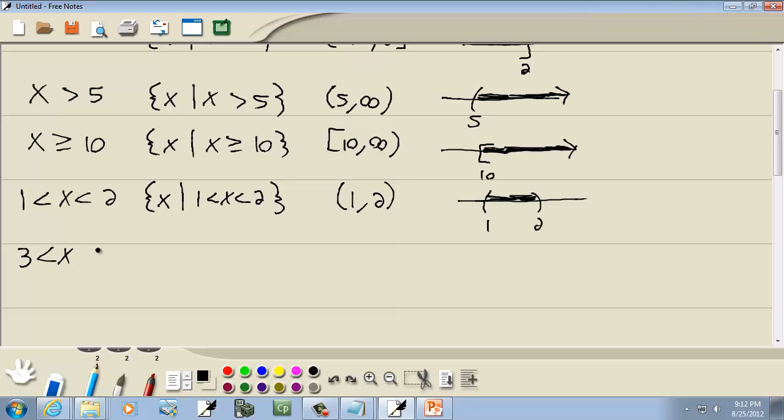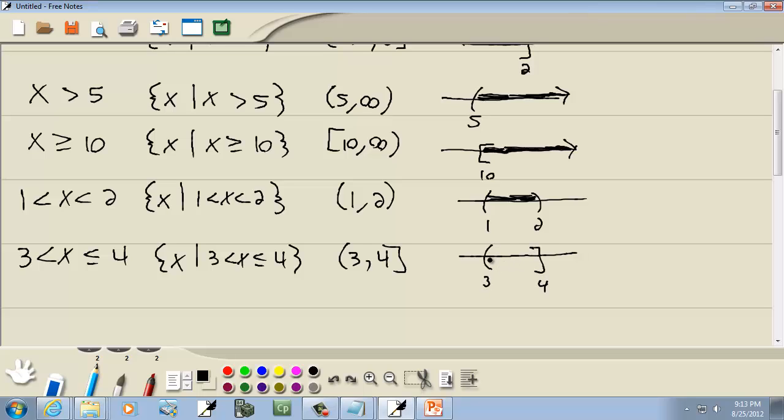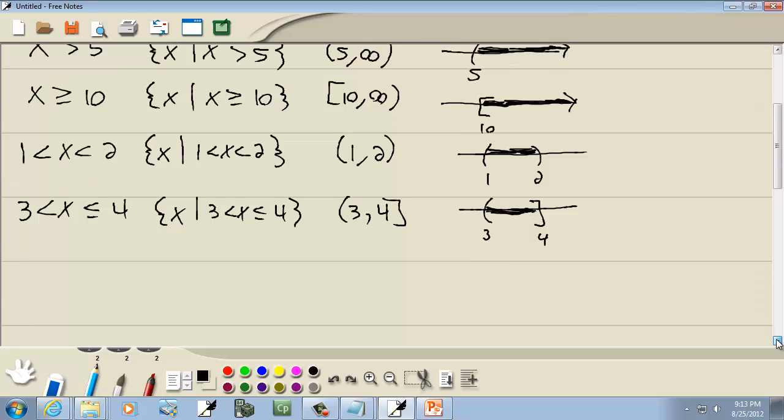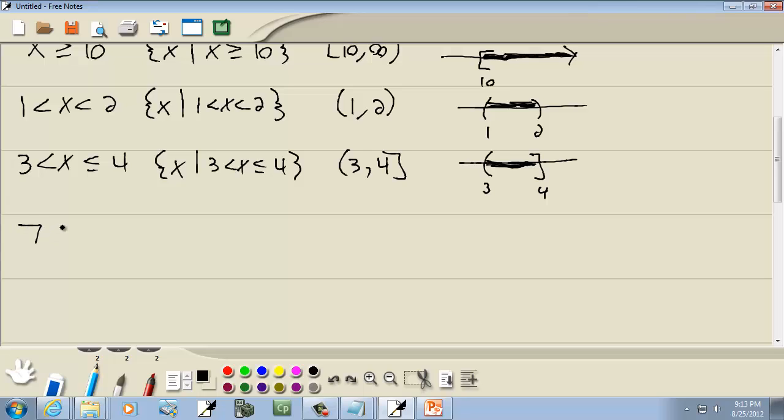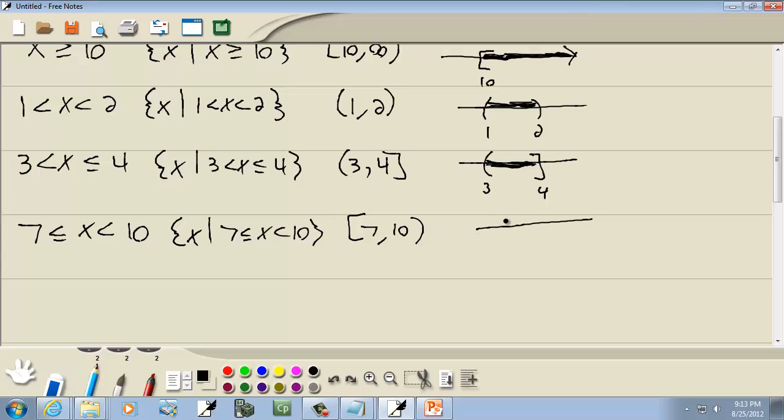Let's see. 3 is less than x is less than or equal to 4. Again, set builder is very simple. Interval is a little harder, but less than on the 3 means parentheses. Less than or equal to on the 4 means brackets. Then our graph, parentheses on the 3, brackets on the 4, and shade in between. And less than or equal to there, and then less than here. Set builder would look like this. Bracket on the 7, parentheses on 10. There we go.